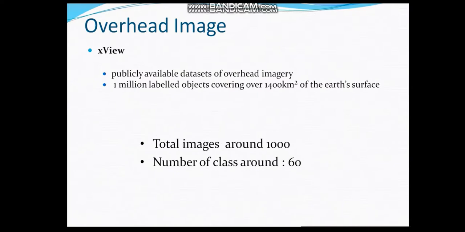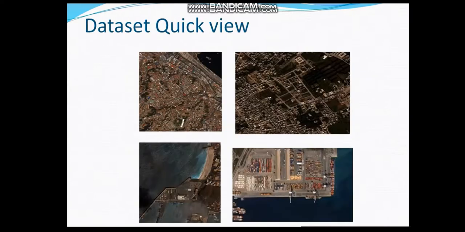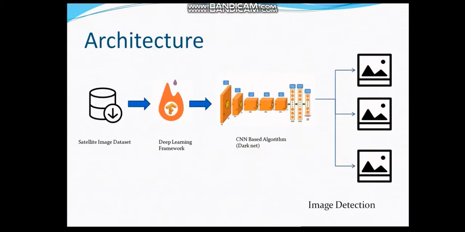XView has thousands of images and around 60 distinct classes, such as buses, cars, trucks, boats, etc. In total we have around 1 million properly labeled objects, which cover around 1,400 square kilometers of the earth's surface. So this is the dataset overview that I have used in my architecture. Next, the architecture.